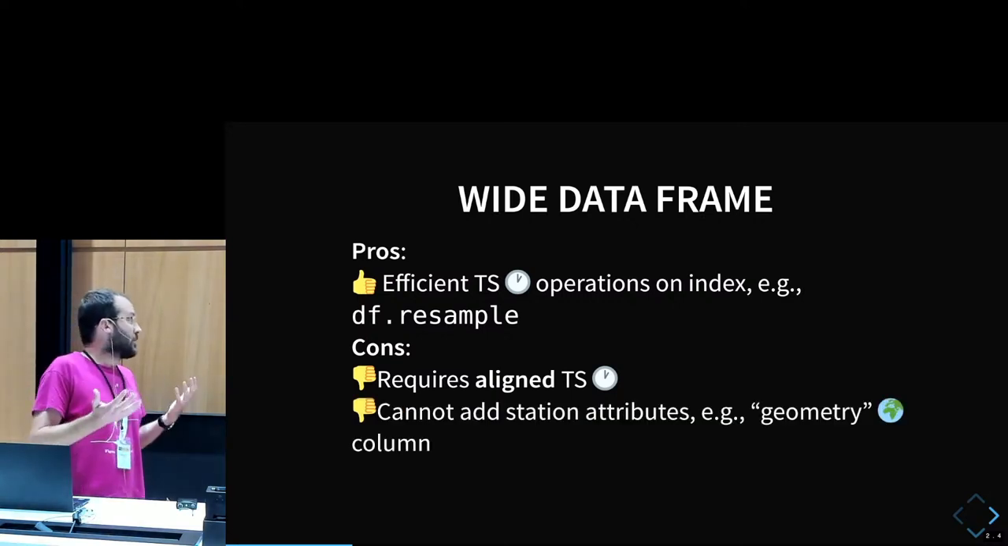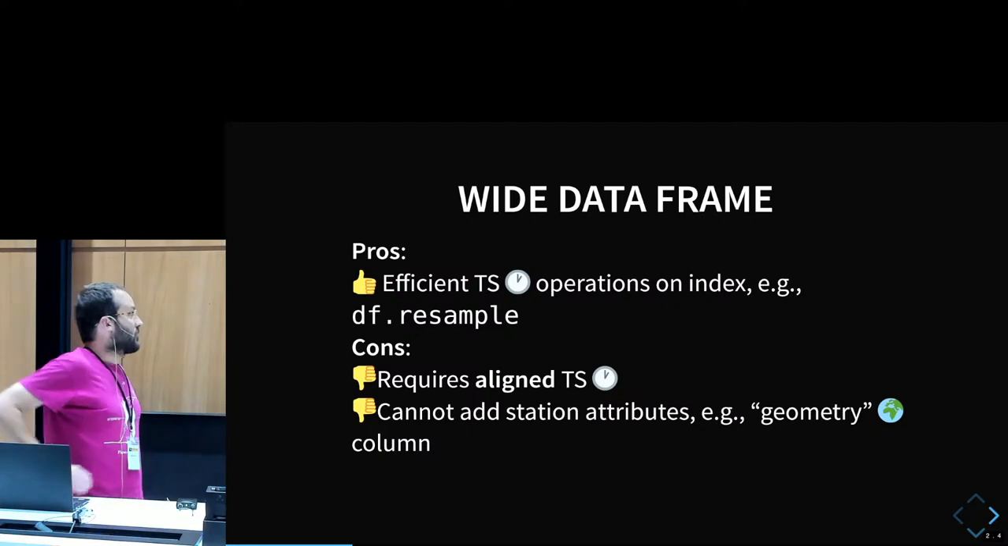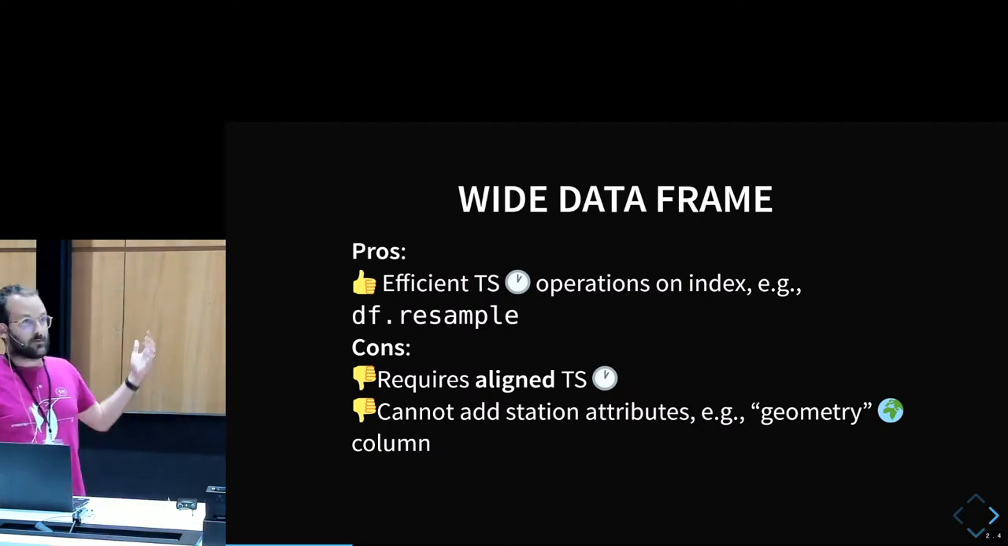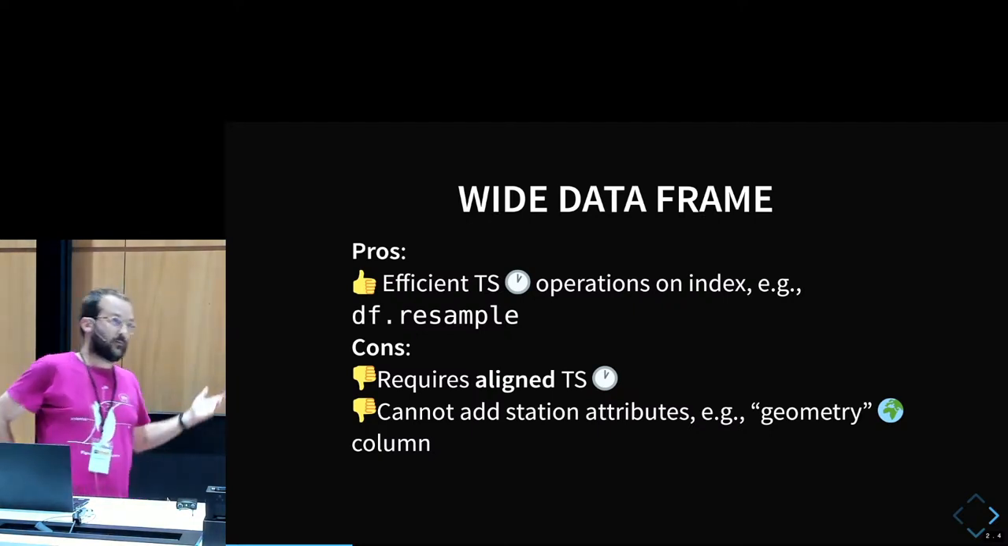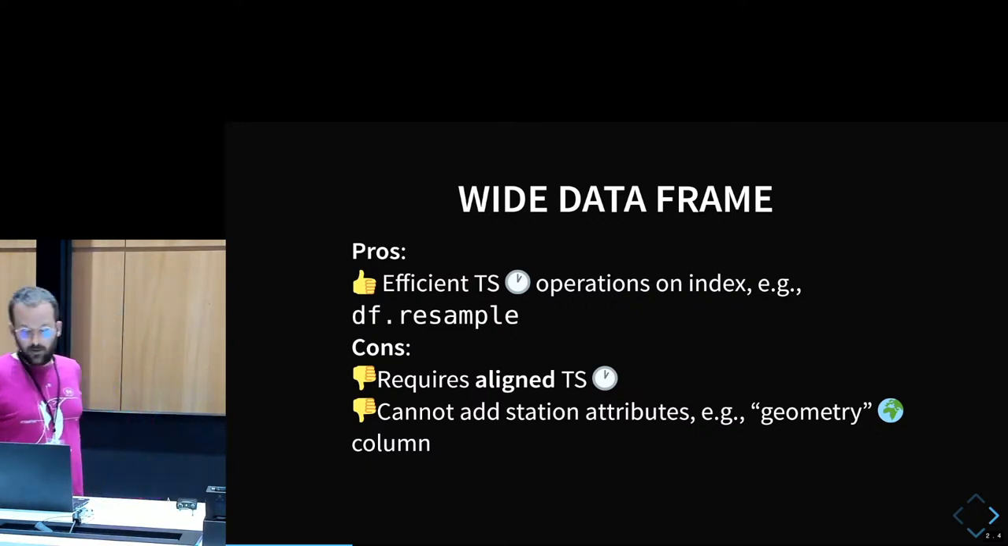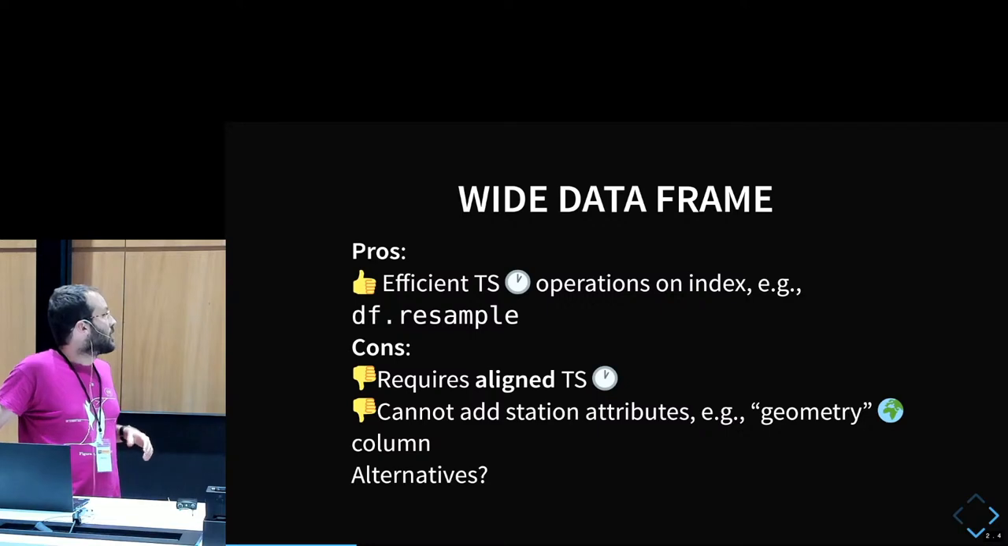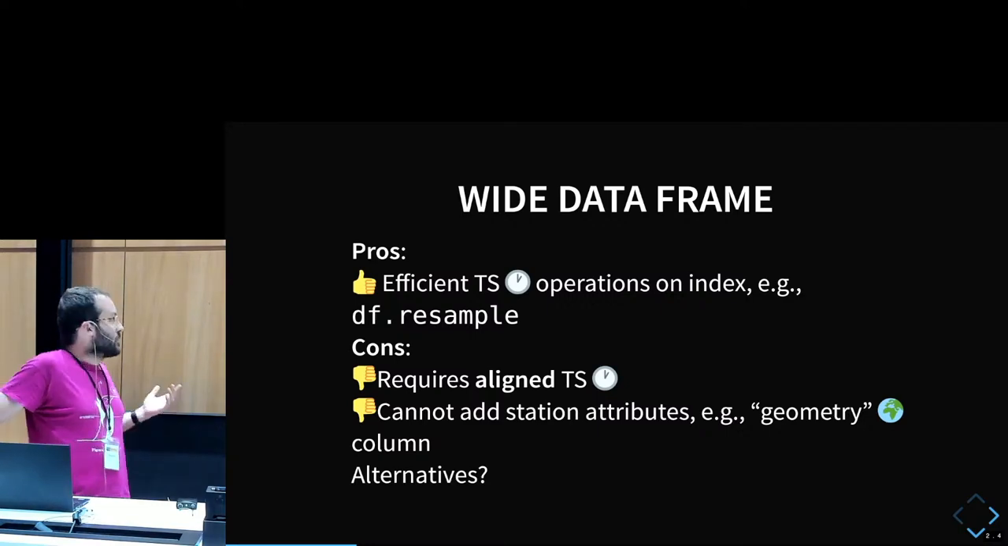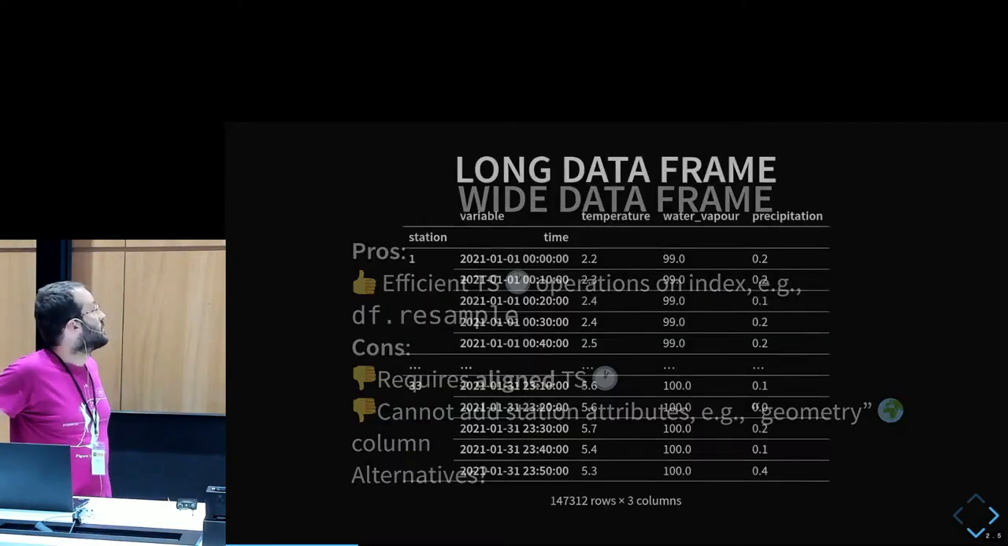And we cannot directly add attributes about the station into this data frame, in this case a geometry column, for instance, saying where that station is located. So this is why we need to think about which alternatives we can use.